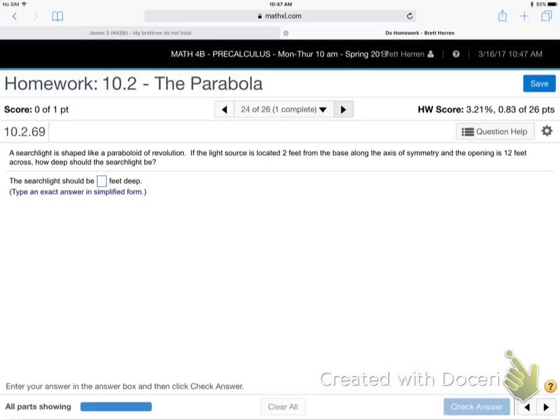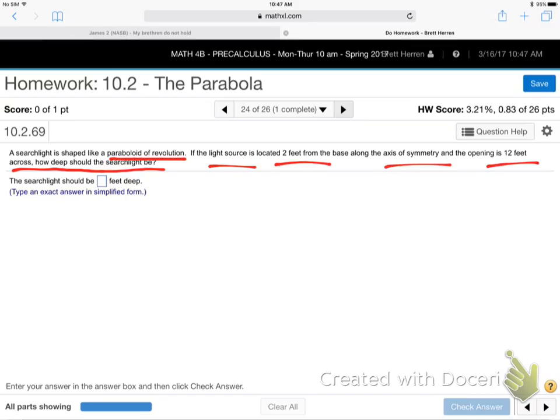Number 4. All right. Searchlight shaped like a paraboloid of revolution. We talked about that, right? Searchlights, headlights, flashlights. They have a problem. If the light source, the lamp, is 2 feet from the base along the axis of symmetry, and the opening is 12 feet across, how deep should the searchlight be? In other words, where should they put the focus point? That's what they're basically saying. You're engineering this thing. You want to know where the focus point is.